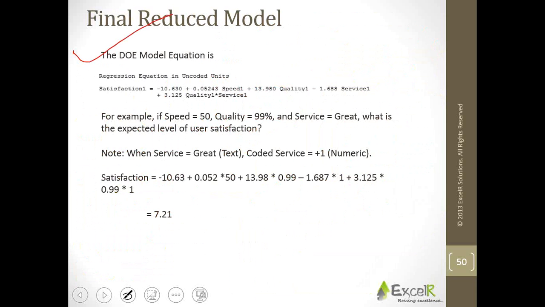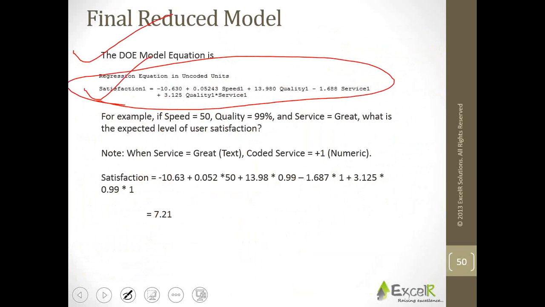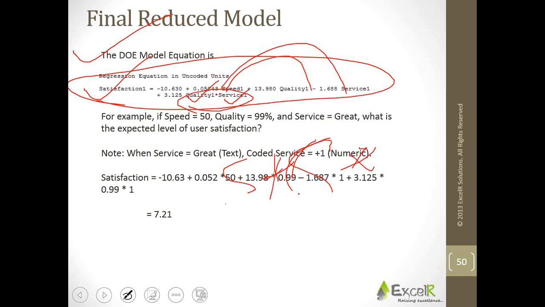Here is the equation that we get out of this Minitab output. This is the model equation. We want to measure the satisfaction level, and this is the equation that I'm getting. If you see carefully, there is only the quality and service interaction term. There is no interaction term for speed and quality, or speed and service. Why don't we have these interaction terms? Because those were not significant. And also the three-way interaction between speed, quality, and service is not there.